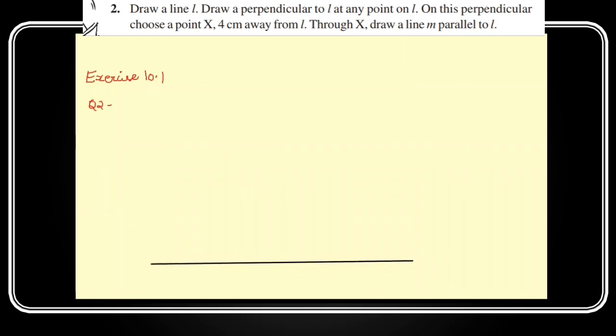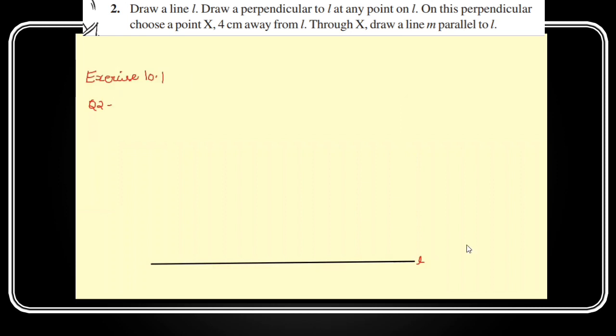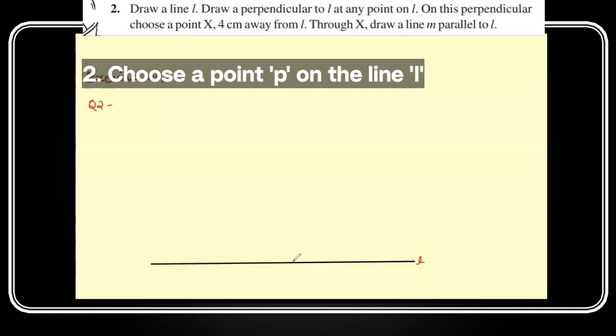Exercise 10.1, question number 2. Draw a line L. Draw a perpendicular to L at any point on L. On this perpendicular, choose a point X 4 cm away from L. Through X, draw a line M parallel to L. So, first of all, we will draw the line, then choose a point P on this line L.